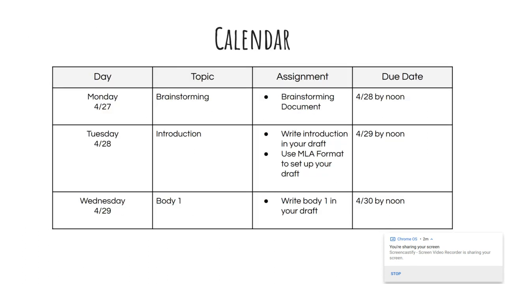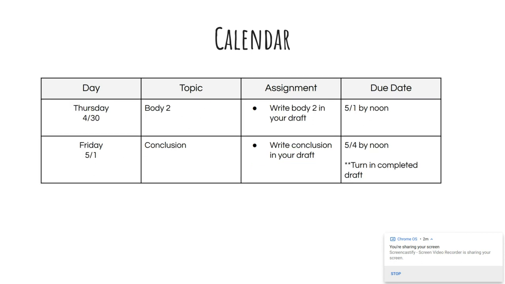Here's the calendar for this assignment. This is today, Monday. We're talking about brainstorming for our essay. What is due today is your brainstorming document. Sorry, it's not due today, but it'll be due tomorrow by noon. So you'll notice each day the assignment that's given, I'm going to check for it the next day at noon, which is 12. Okay. So on Tuesday, which is tomorrow, we'll be working on the introduction. Wednesday, we'll be doing body 1. Thursday, we'll be doing body 2, and Friday, we'll be doing the conclusion.